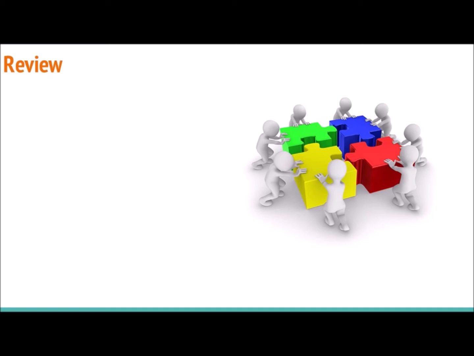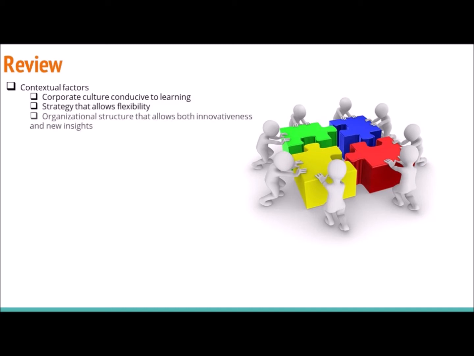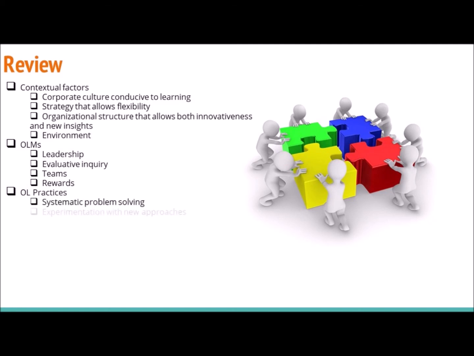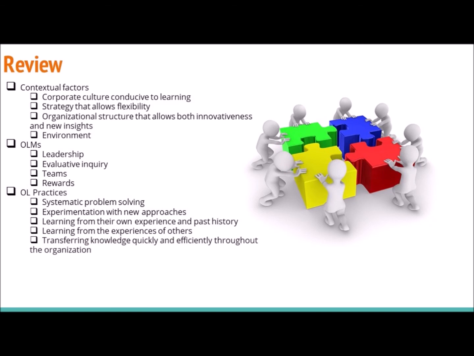Let's review those factors and their major components. First, there are the contextual factors, which include corporate culture conducive to learning, a strategy that allows flexibility, organizational structure that allows both innovativeness and new insights, and the environment. The second factor are the OLMs, which include leadership, evaluative inquiry, teams, and rewards. The third area includes the OL practices, which include systematic problem solving, experimentation with new approaches, learning from their own experience and past history, learning from the experiences of others, and transferring knowledge quickly and efficiently throughout the organization. The fourth and final factor in this model includes the 4 I's: intuiting, interpreting, integrating, and institutionalizing.